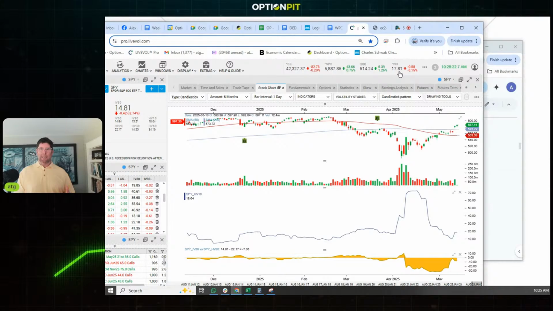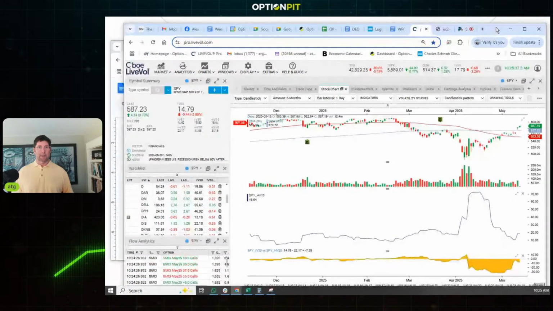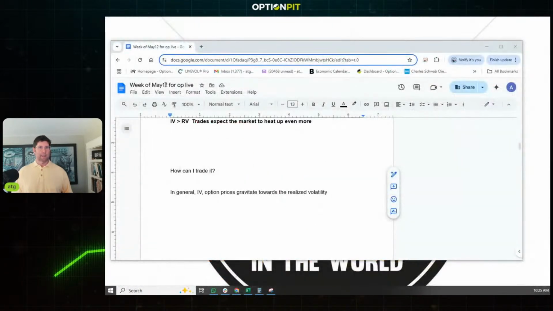So 17 to 18, again, moving about 1% a day. That would not surprise me whatsoever. That's around a 16 VIX. So I would say that's about as low as we have to go. And that gives us kind of our framework for what to trade moving forward. Now, I'll see if we have any questions here.